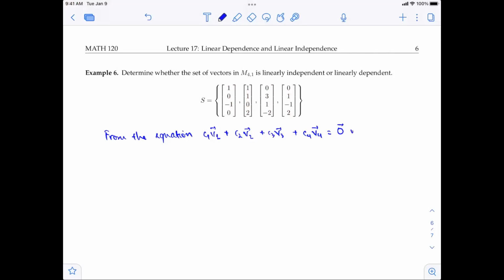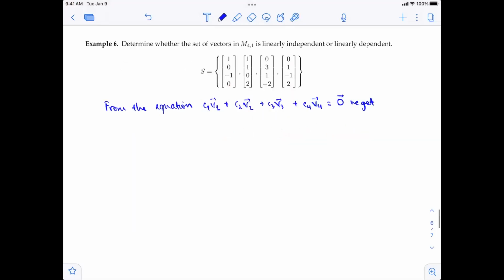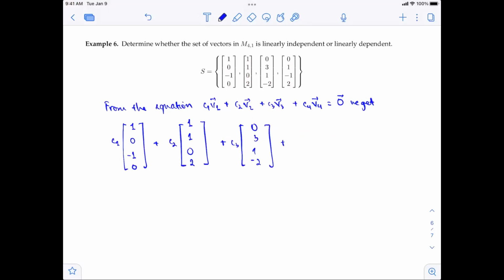We get that C1 times 1, 0, negative 1, 0, plus C2 times 1, 1, 0, 2, plus C3 times 0, 3, 1, negative 2, plus C4 times 0, 1, negative 1, 2, equal to a zero vector. In this case, you have a column vector, so it's going to be 0, 0, 0, 0.